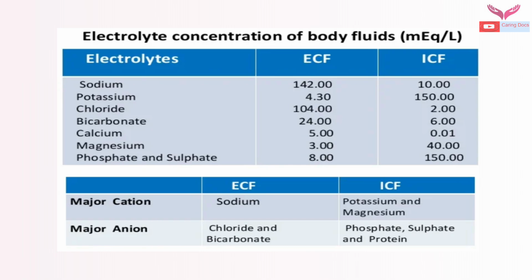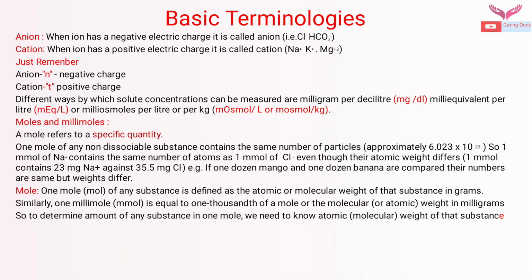And similarly, in intracellular fluid, potassium and magnesium are the major cations, and potassium is 150 milliequivalent per liter in intracellular fluid, and the magnesium is 40 milliequivalent per liter in the intracellular fluid. Phosphates, sulfates, and proteins, they are major anions in the intracellular fluid.